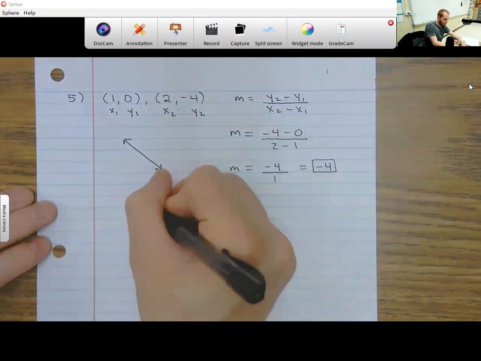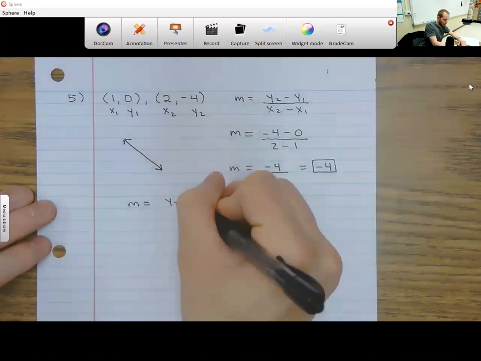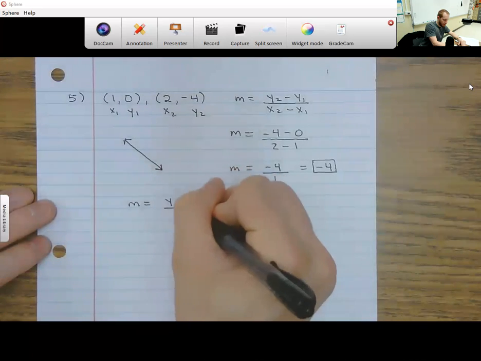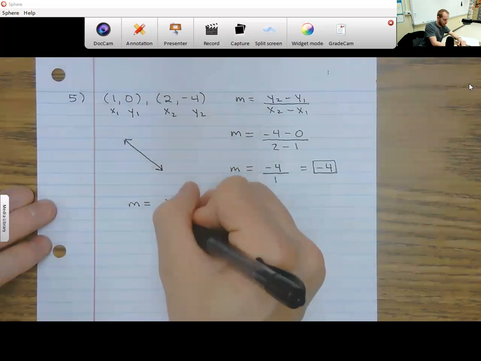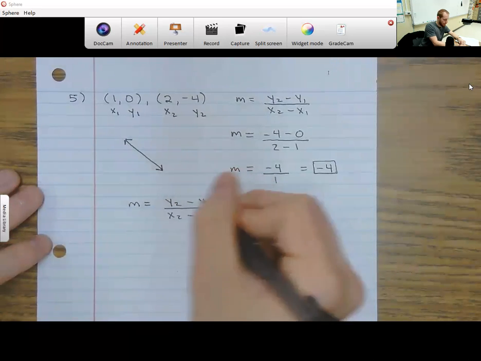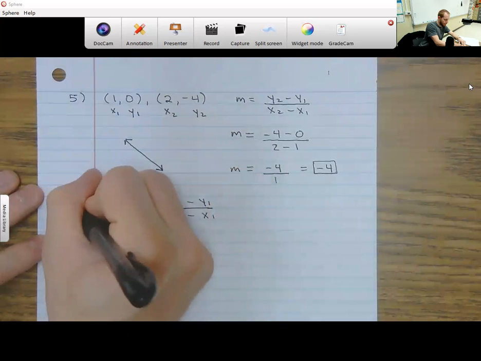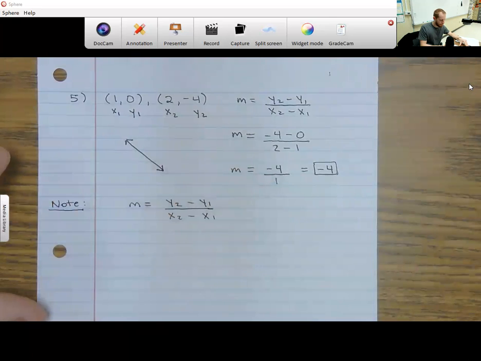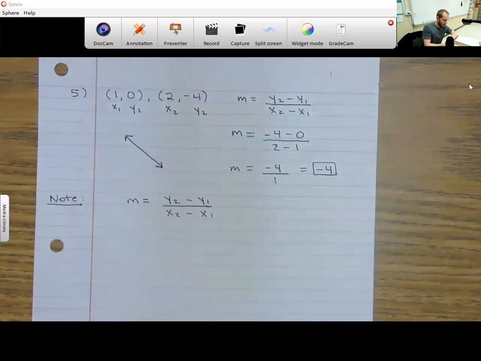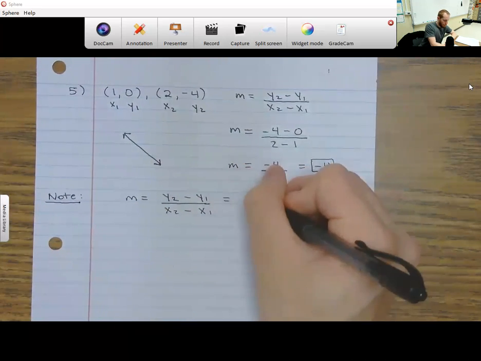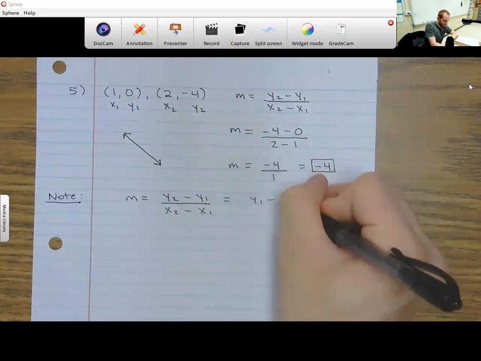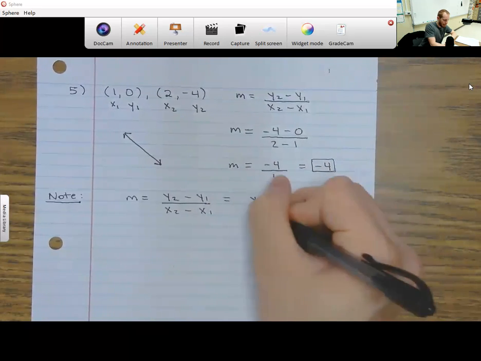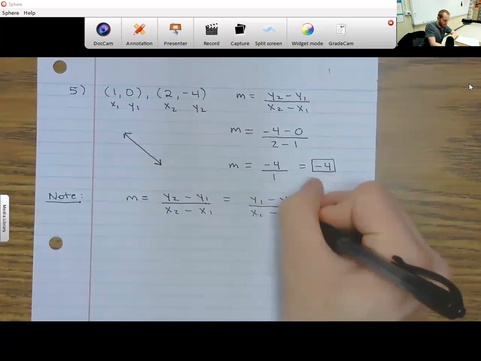So we know that the slope formula is going to be y2 minus y1 at the top, and we're going to have x2 minus x1 at the bottom. And this is just going to be a quick note. But this is the formula that we all know. We've known it since Algebra 1. And what we can do with this is we can actually switch the order of these and get the same exact answer. So I could do y1 minus y2, and then at the bottom, I could have x1 minus x2.